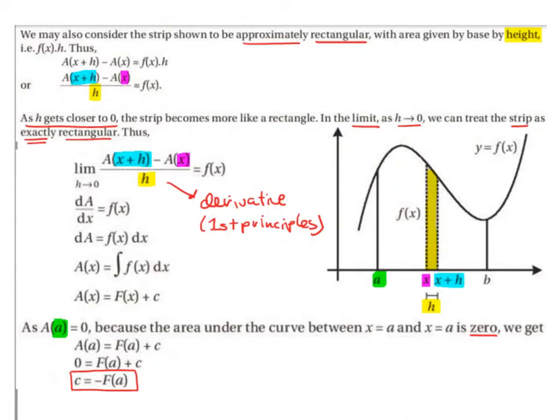And solving for f of x, we basically divide both sides by h to get f of x on its own. We have A of x plus h minus A of x all over h.